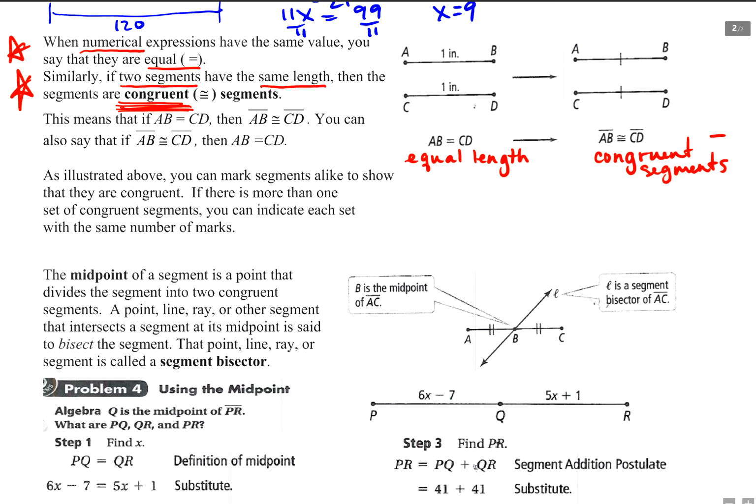Congruent is written as an equal sign with the similar line above it. This is the symbol for congruent. You definitely need to know, learn, love, and use this symbol. Additionally, you can mark the segments alike to show that they are congruent. And if you notice up here, this mark and this mark mean that those two segments have equal lengths. That is how we mark segments congruent. If you have more than one set of congruent segments, you use multiple marks.